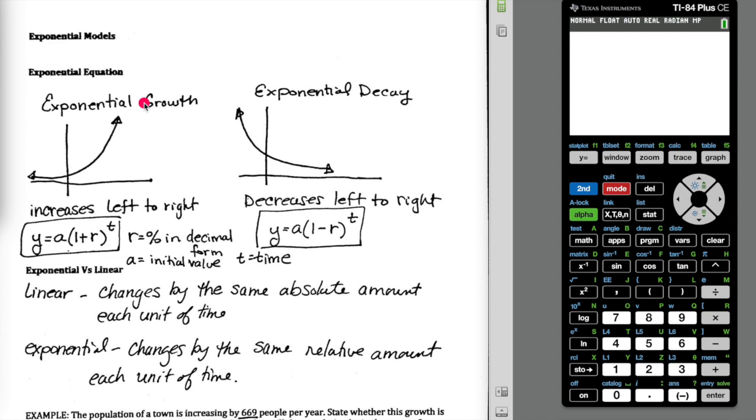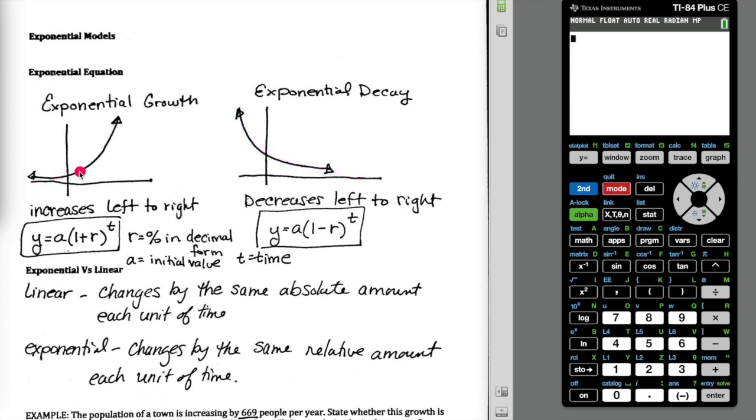In this last lesson, we are going to talk about exponential equations and exponential models. So first, let's look at the graphs and equations of exponential functions. When we look at an exponential function, it's going to be either a growth or a decay. If it's a growth, that means as we trace it left to right, it's going to be going up. If it's a decay, that means it's going to go down left to right.